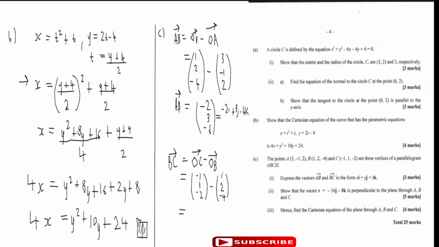So 1 minus 3 is -2. Let's put i already. 1 minus 2 is -1, j. Then -2 minus -4 is 4 minus 2, which is plus 2k. That's vector BC. All right. Nice.